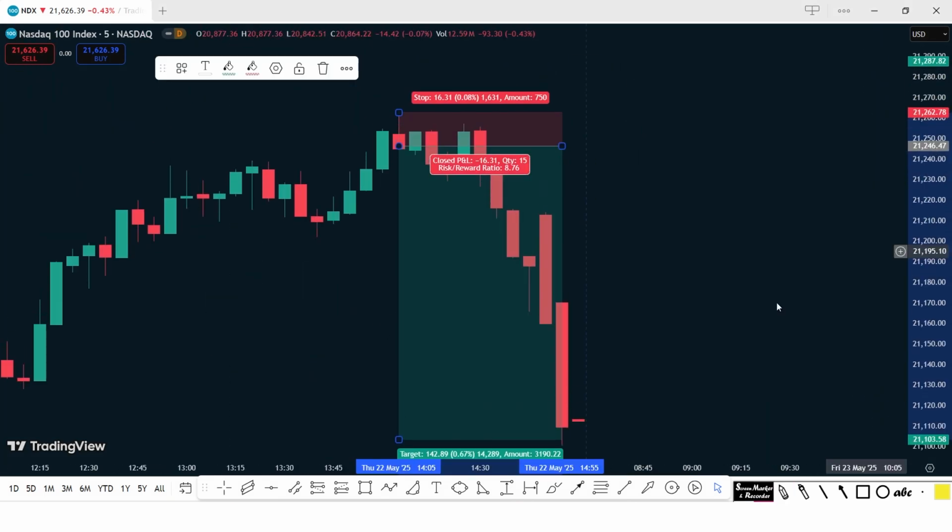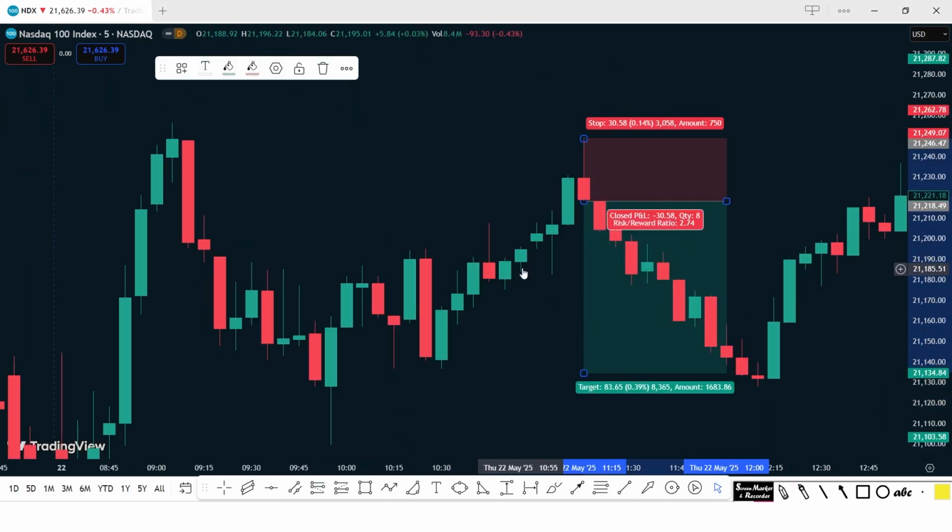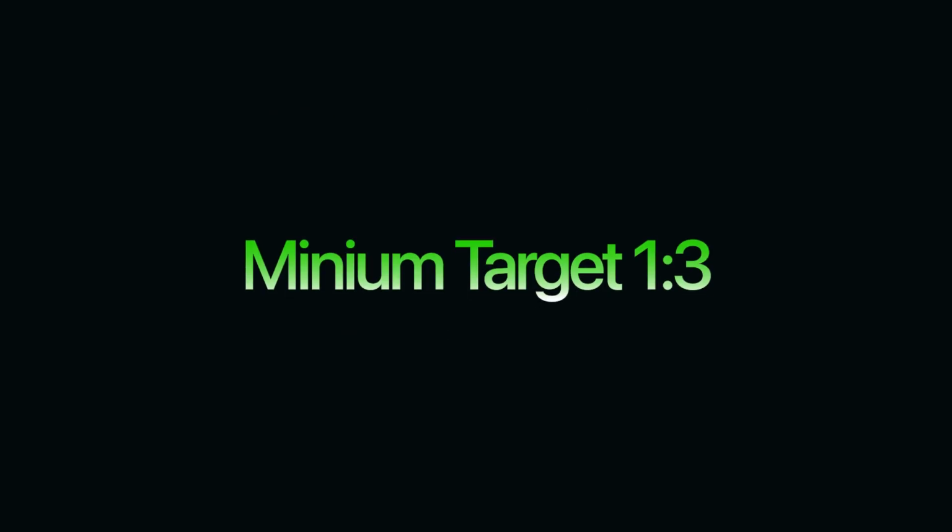So to recap, look for the inverted hammer at key resistance or supply zones. Confirm the structure, small body, no significant lower wick. Wait for the candle to close and enter only if the next candle breaks the low. Use a stop loss above the high, and target at least a 1-to-3 risk-reward ratio. Stick to these rules, be selective, and trade only when the setup is clean.